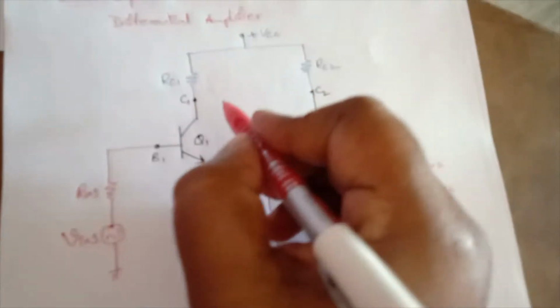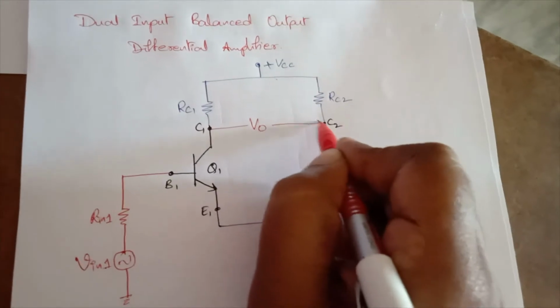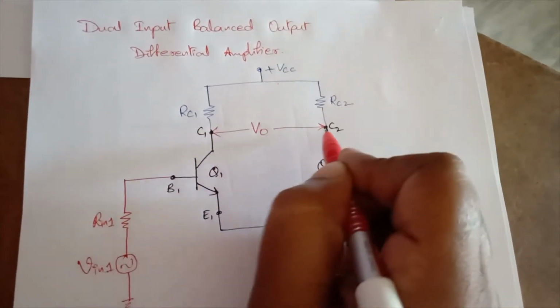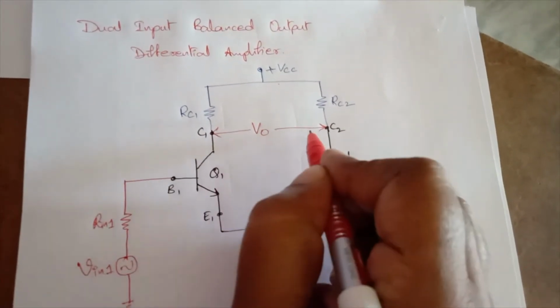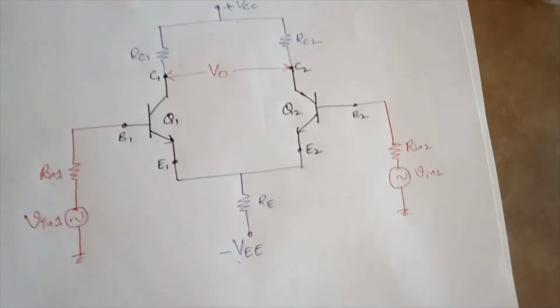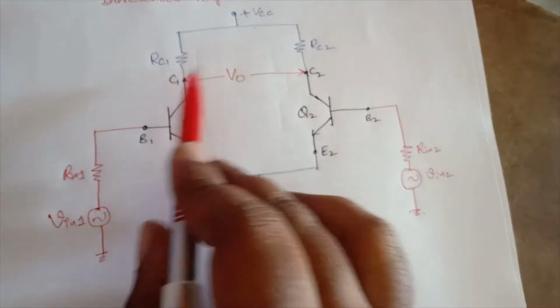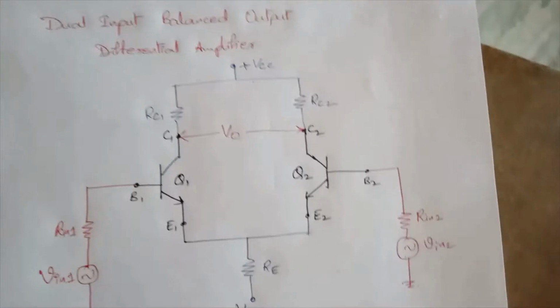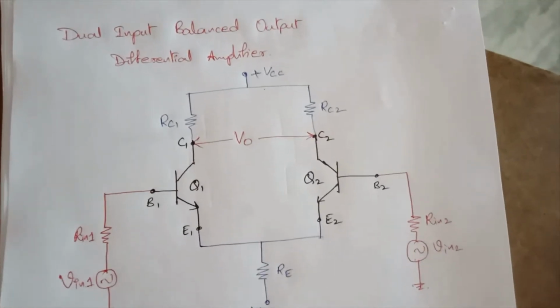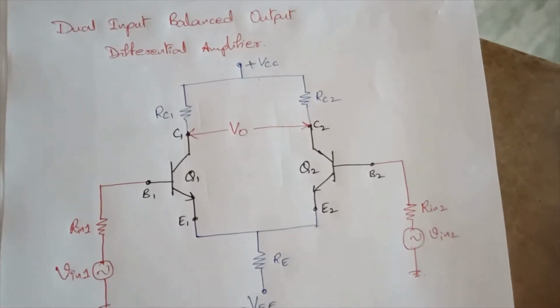And here we take the output in between the two collector terminals, C1 and C2, that's why we name it balanced output. This is the circuit diagram for dual input balanced output. Okay, now let us start the DC analysis of dual input balanced output.